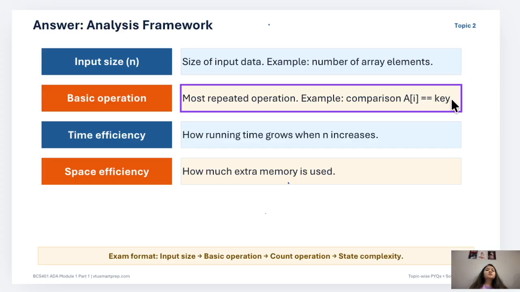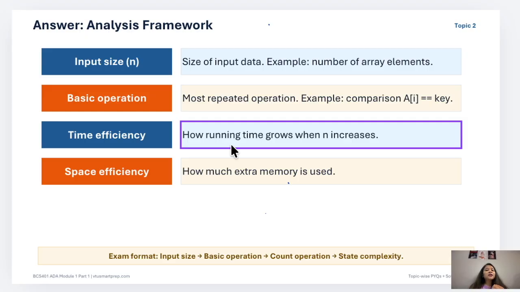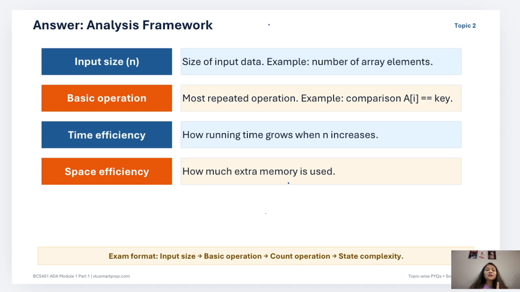The third point is the time efficiency, which tells how the algorithm runs along with the time and the input size. Here it is very important: whenever the input size increases, the execution time is also going to increase. If the input size is increasing, the execution time also increases. So it tells you how running time increases when the input size increases.